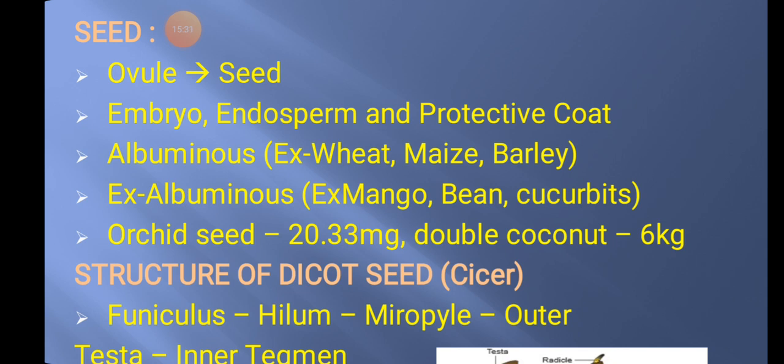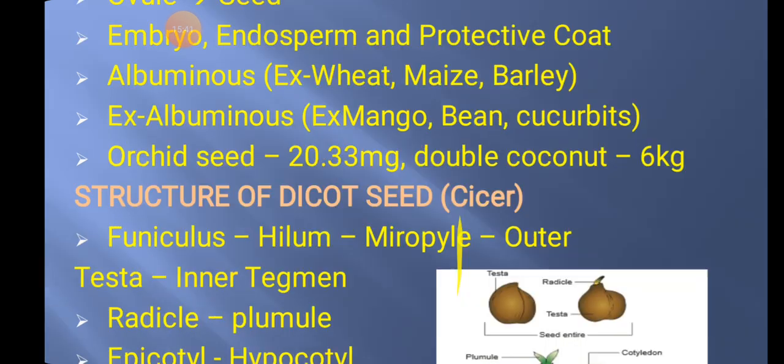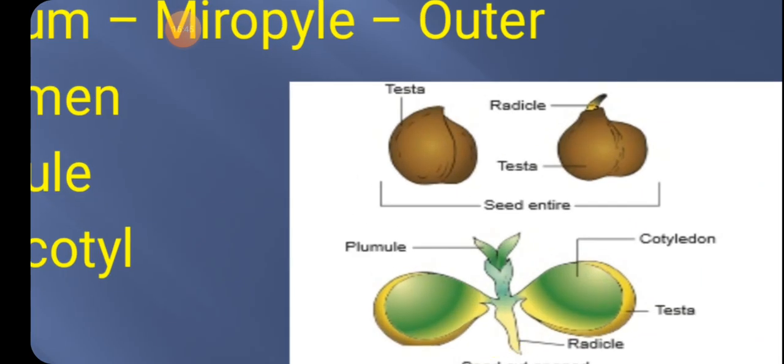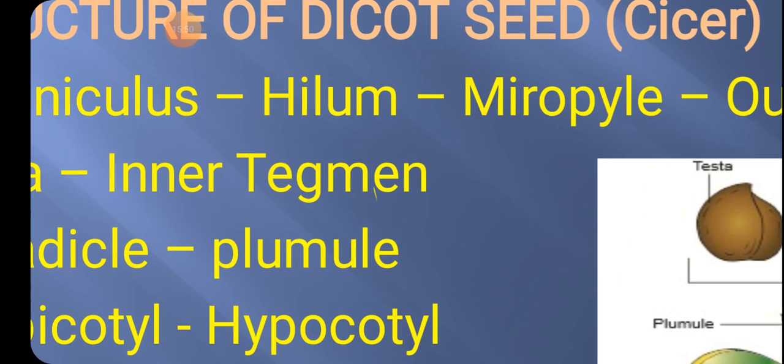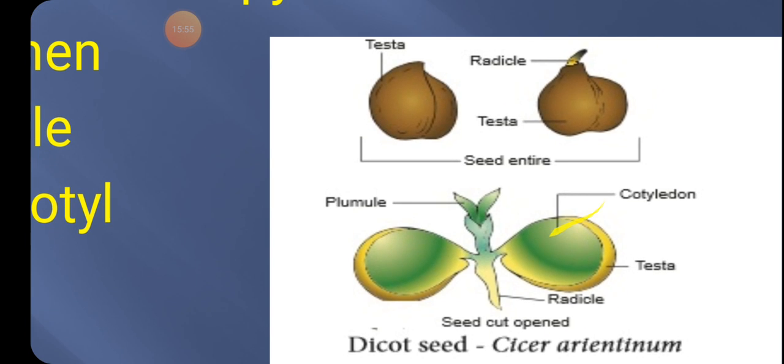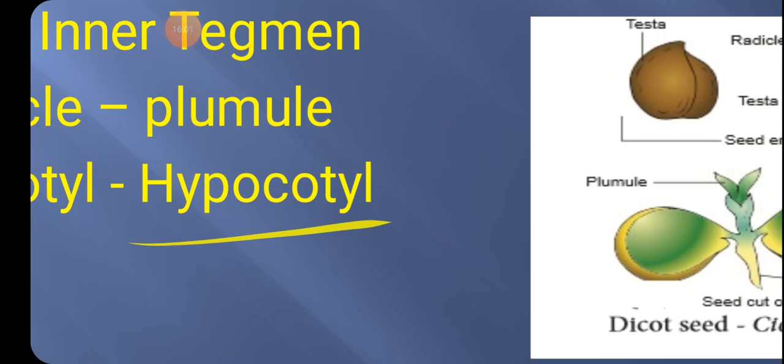Okay, seed size also varies in different plants. For example, an orchid seed is about 0.33 milligram, and the double coconut has a seed of about 6 kg of tender coconut. Then the structure of the dicot seed. See the first diagram: the overall dicot seed is given here, with the parts labelled.